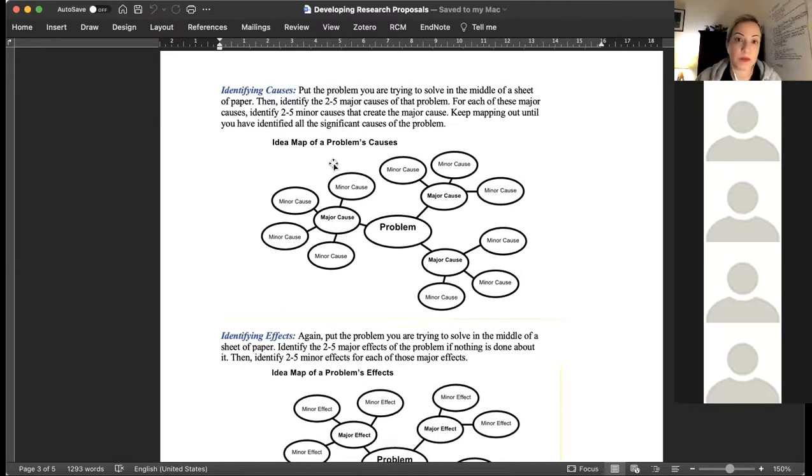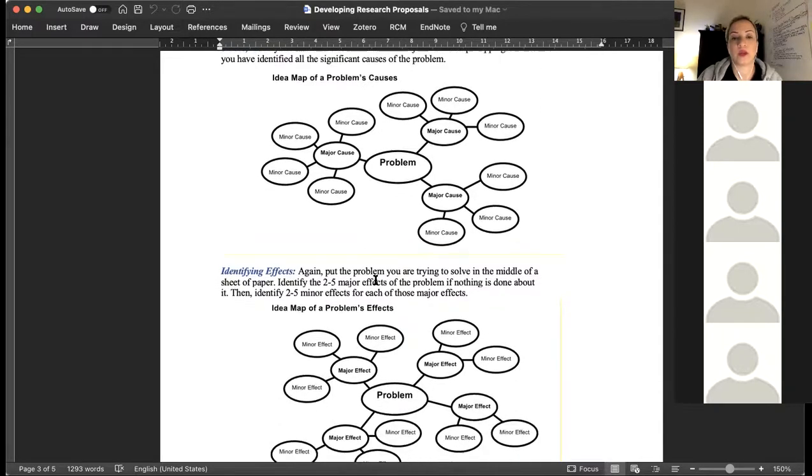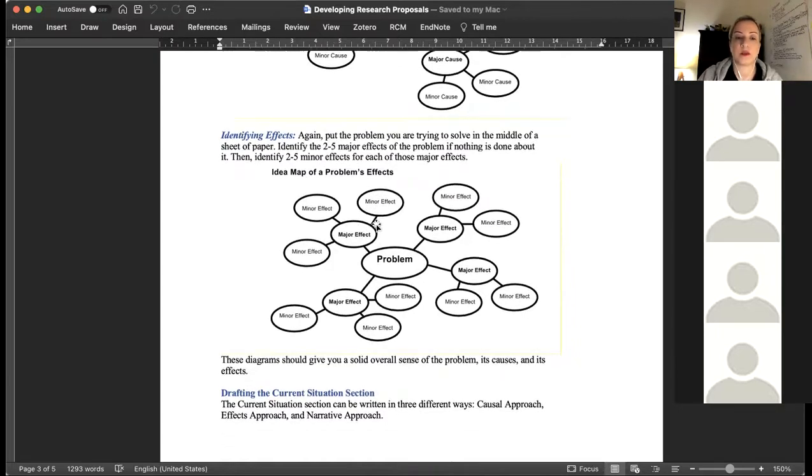Think, brainstorm as much as you can, because it's easier to lay it all out and then identify what you want to work with. The same thing with the effects. Put the problem, identify 2 to 5 major effects. If nothing is done about the problem, then identify 2 to 5 minor effects for each of these problems.